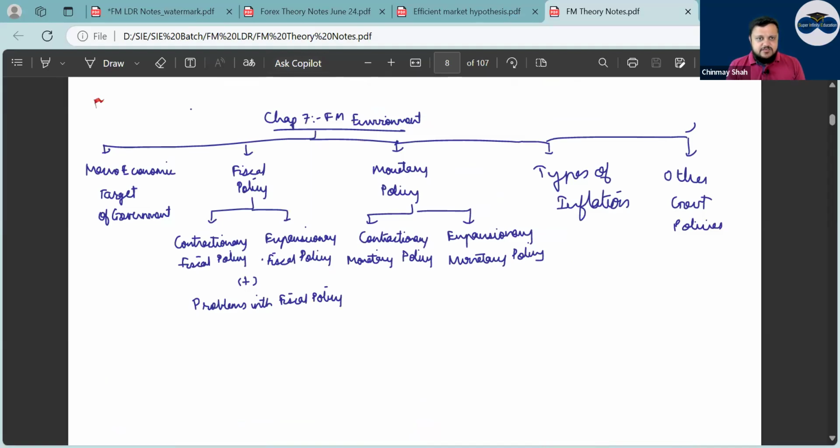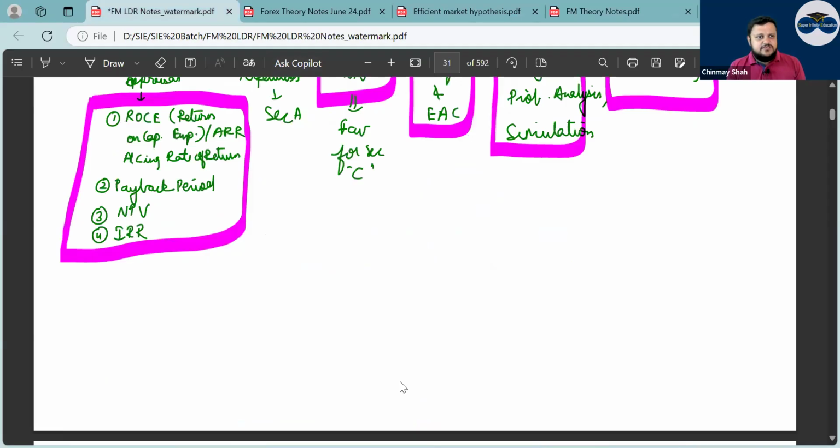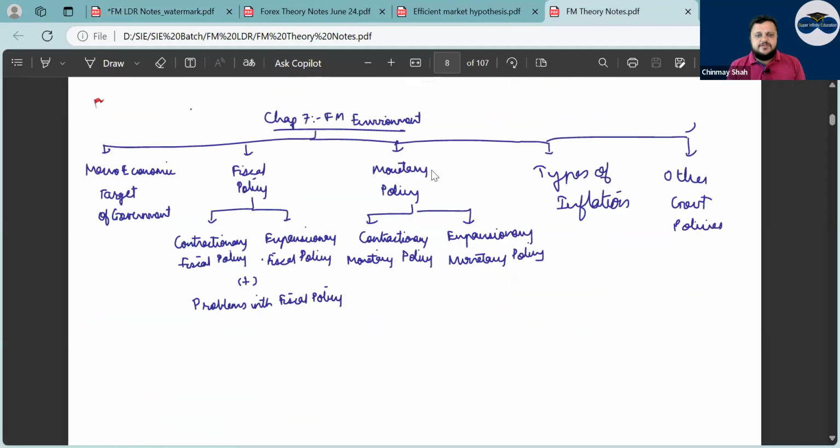Then after this, I think the FM environment chapter is there. Here I have 2 chapters. First, let's do chapter 7, FM environment. Macroeconomic target of government, correct? You have fiscal policies, those are contractionary and expansionary fiscal policies. I bet 1 or 2 MCQs come from this chapter. 2 to 4 marks, but very simple 2 to 4 marks. You will not have any problem at all, right?